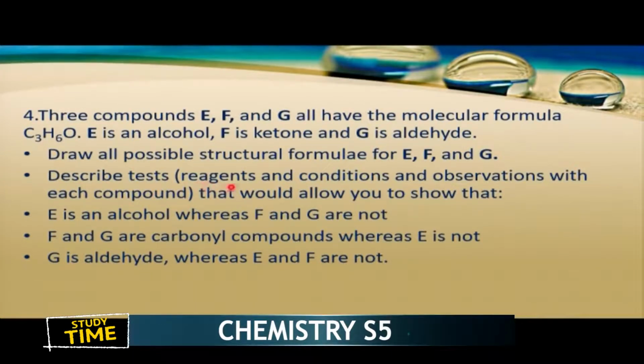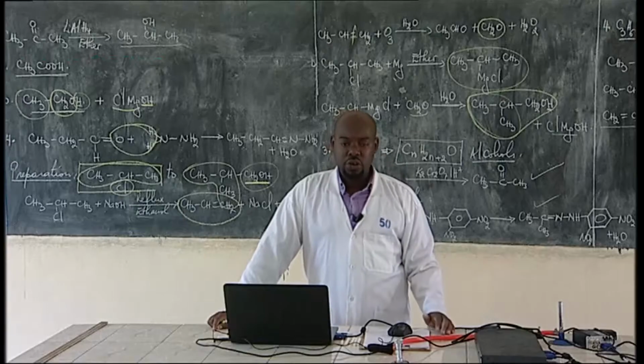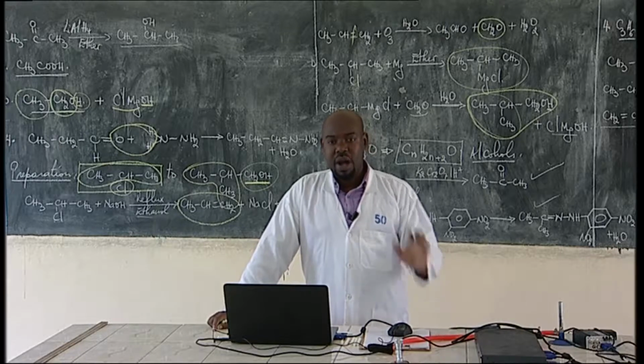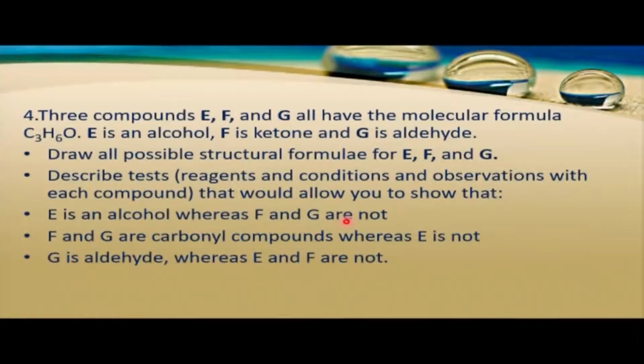Describe tests. You give the reagents and conditions and, of course, the observations that will allow you to show that E is an alcohol, while other compounds are not. Remember, here we can use a reaction with a reactive metal, for example. Alcohols react with sodium, and the observation is the production of hydrogen gas. But the ketones do not. That is one of the tests you can use. Carbonyl compounds do not react with sodium, but the alcohol reacts.